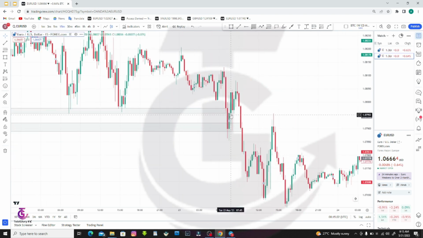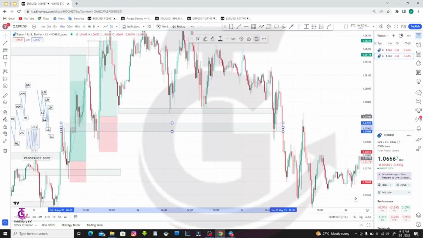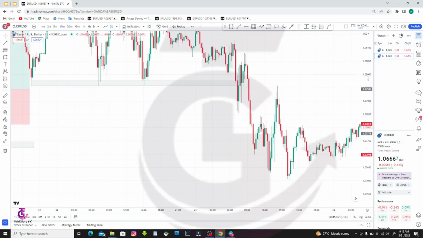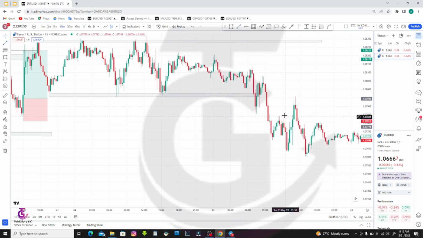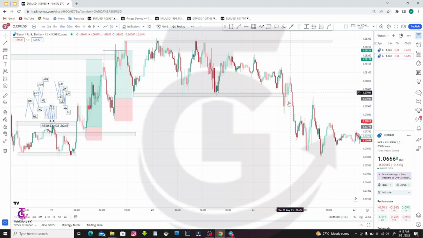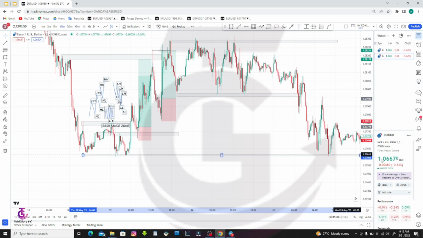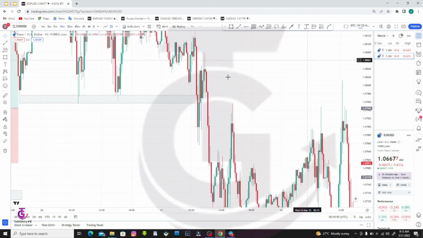But eventually we have a break of this support, which indicated that we now have a direction to the downside. Bearish market. Now we need a what? A confirmation to sell. Now where will we be targeting? The next resistance zone. Now we need a confirmation, a breakout, and a retest.